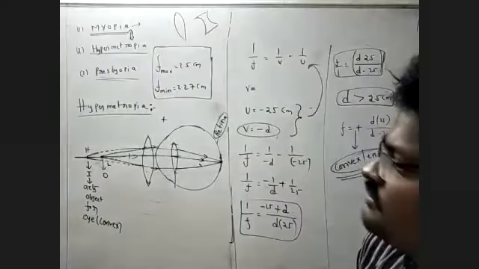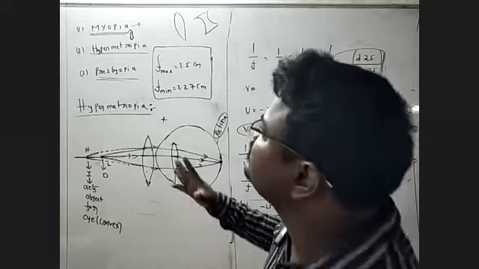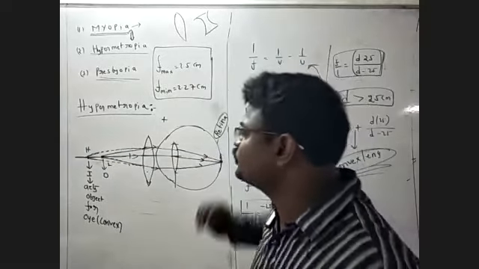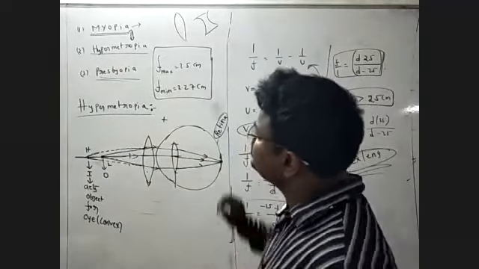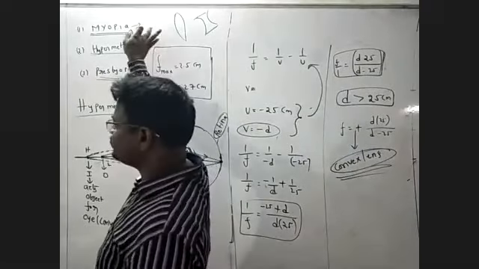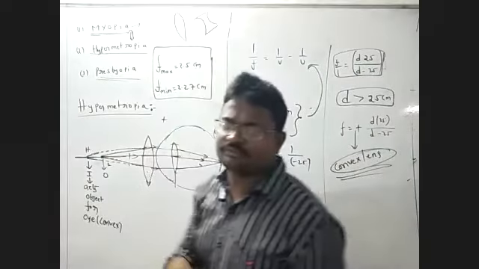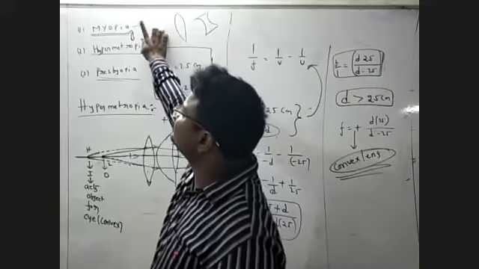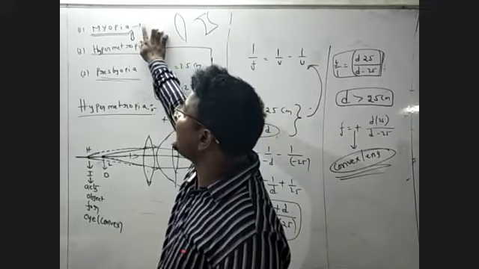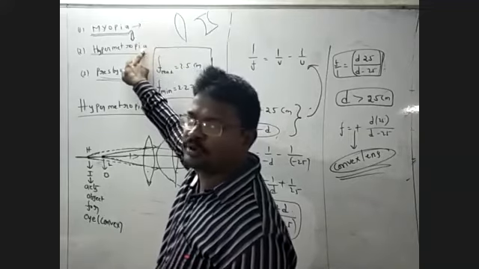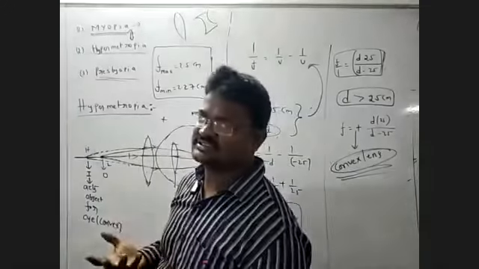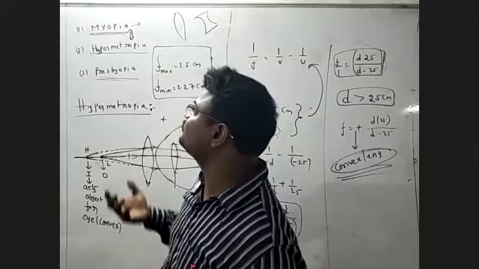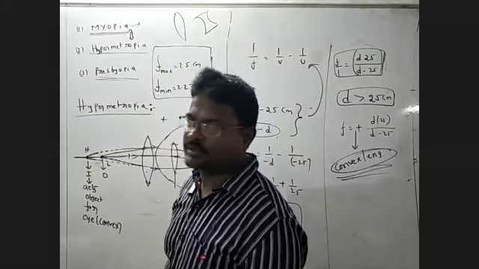So practically we have the defect: that is myopia, and that is hypermetropia. Students generally get the problem of myopia. Hypermetropia affects aged persons. They have the problem of hypermetropia.